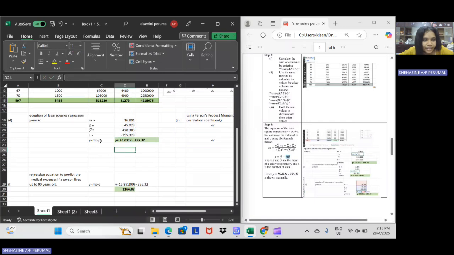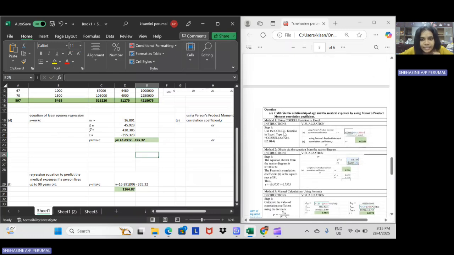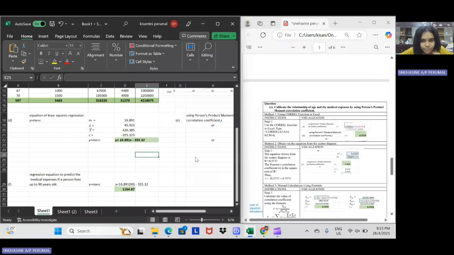So finally, you get y equals m, 16891 x, and then plus 355.32. Now you've done the D. Let's move to the E question.